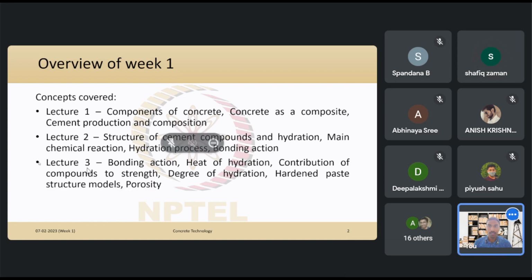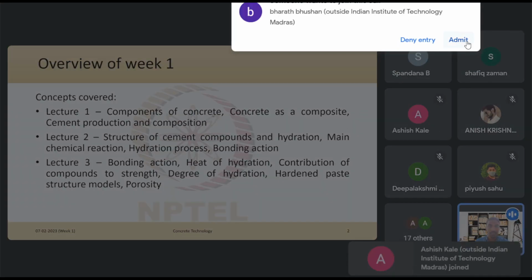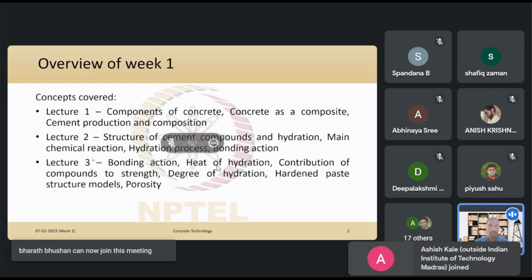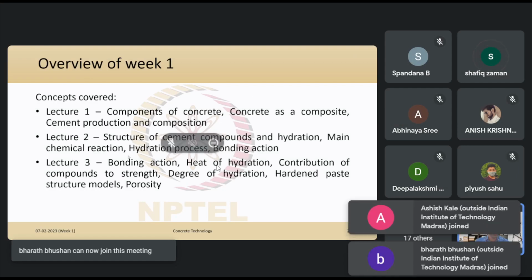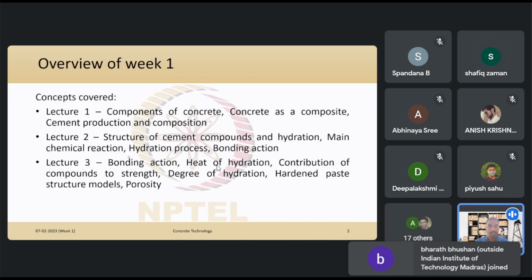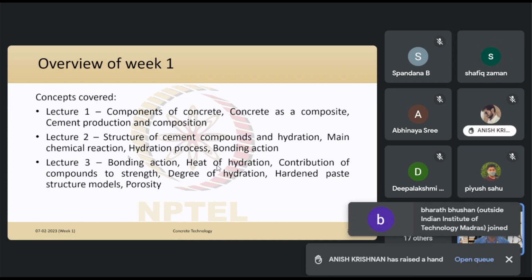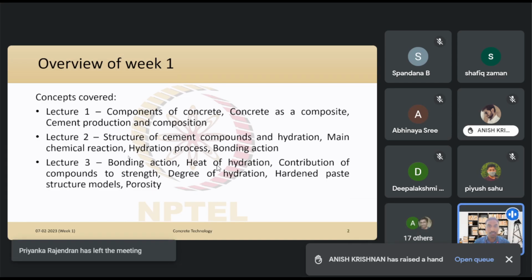hydration products. In the final lecture, we looked in detail at the bonding action, like the different forces at play, such as the van der Waals forces. Then we looked at the heat of hydration, because hydration of cement is an exothermic process, so there is heat involved. We looked at the heat of hydration of the different compounds, the total heat evolution, and how the different compounds upon hydration contribute to the strength of the concrete with age.